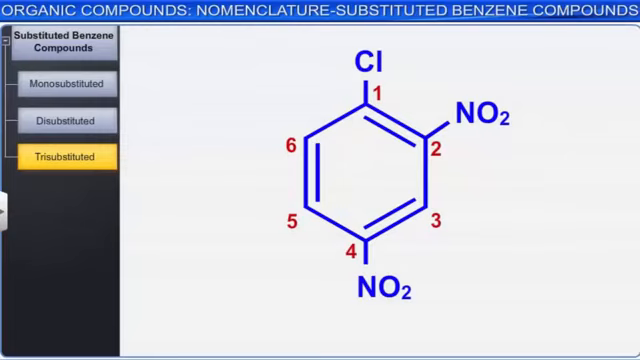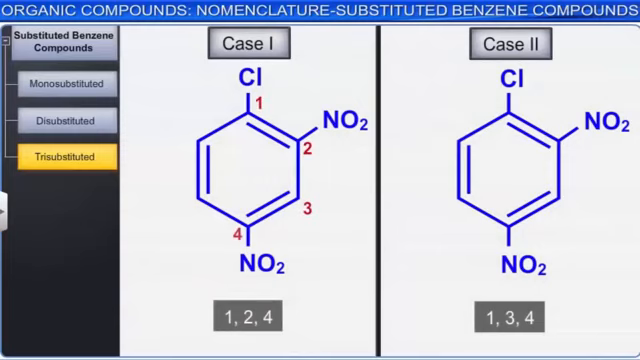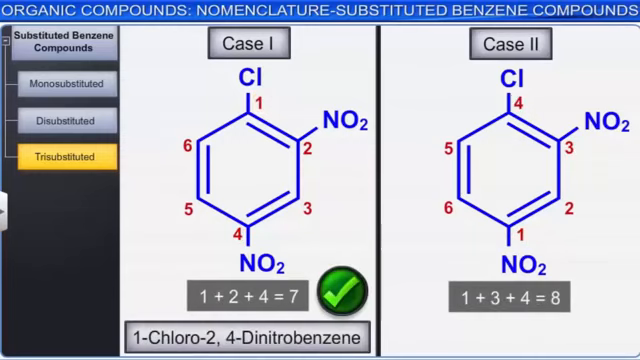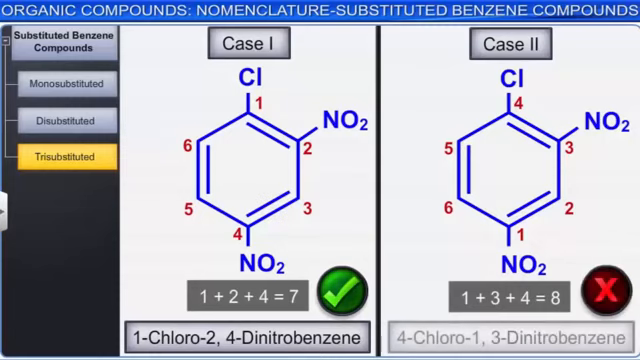In this compound, there are 3 different substituents attached to the benzene ring. According to the lowest locant rule, the substituent positions in the ring are identified. Hence, the name of the compound is 1-chloro-2,4-dinitrobenzene and not 4-chloro-1,3-dinitrobenzene.